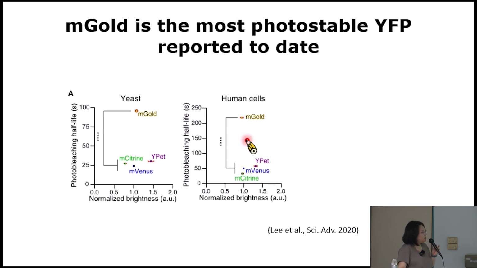And they compared the brightness versus the photostability of M Gold in yeast and human cells. They found that even though M Gold is not brighter than other YFP molecules that scientists have been using, M Gold is significantly more photostable than any other widely used YFP fluorescent proteins. So using this method, they found the most photostable YFP reported today, which demonstrated how useful targeted illumination can be in a screening like that.